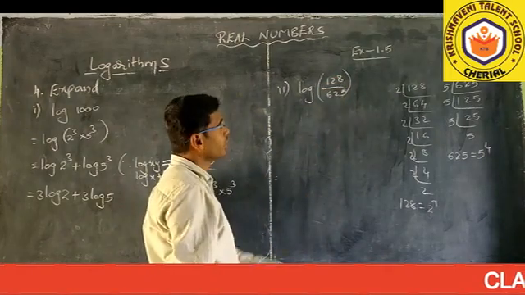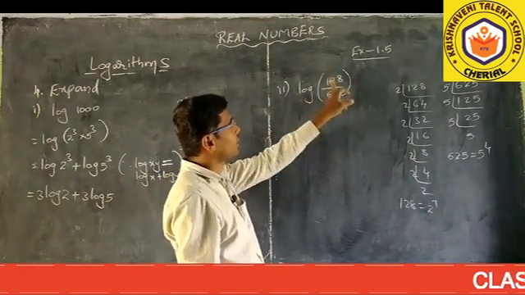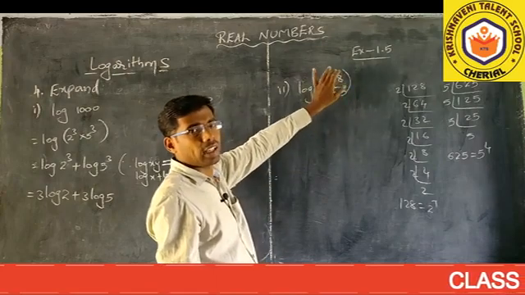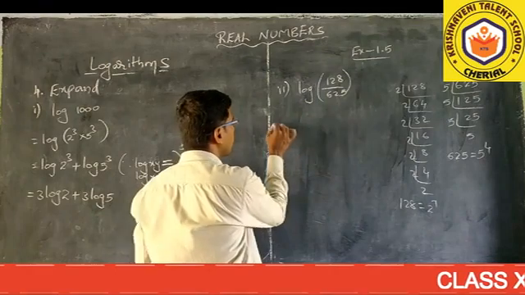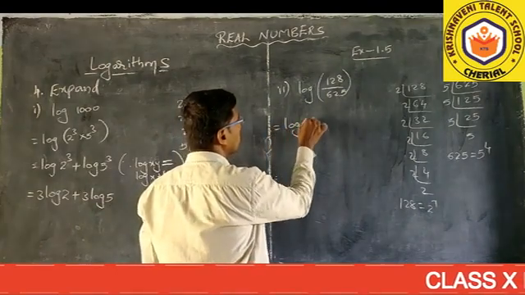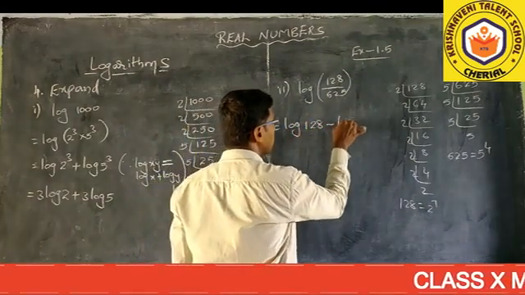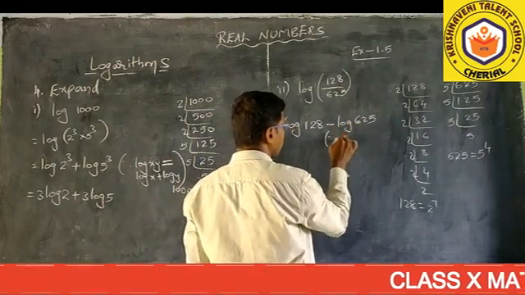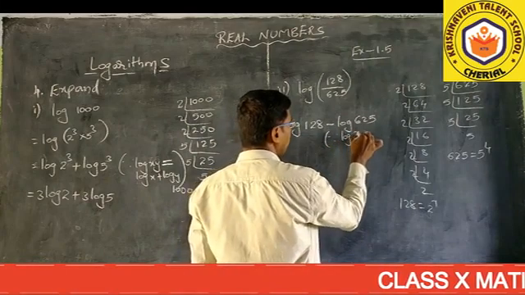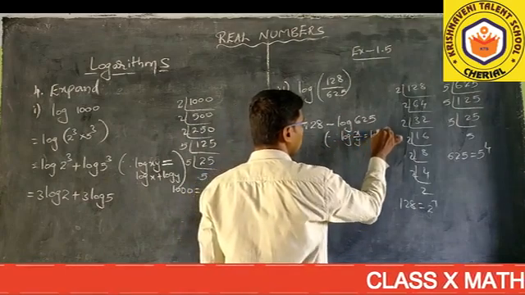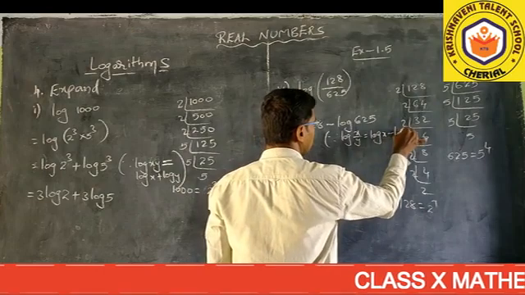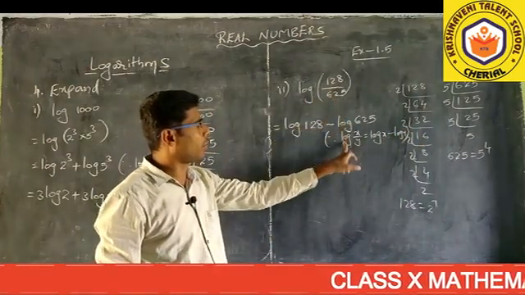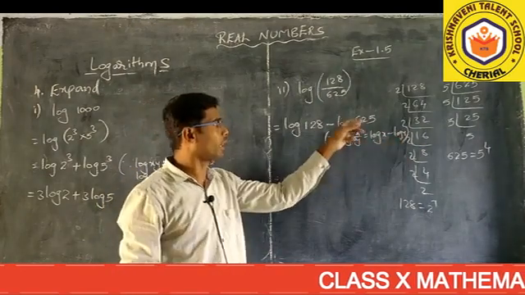Log x by y. He has given this problem, log x by y. Log x by y means what? How can we write it now? We can write it as log x minus log y, which equals log 128 minus log 625. Since log x by y equals log x minus log y, we write it by that condition.